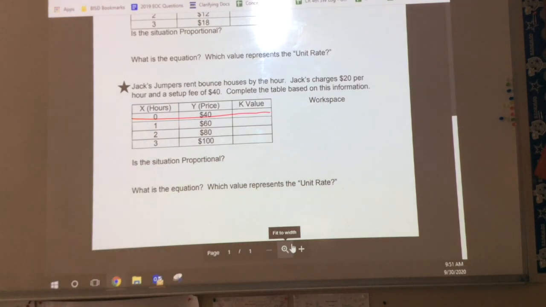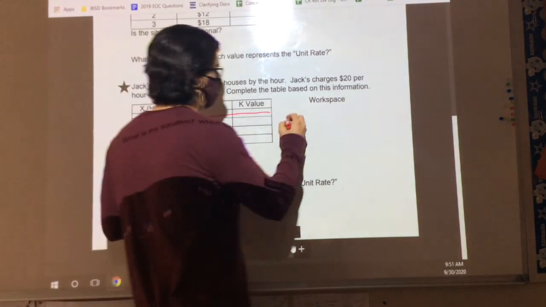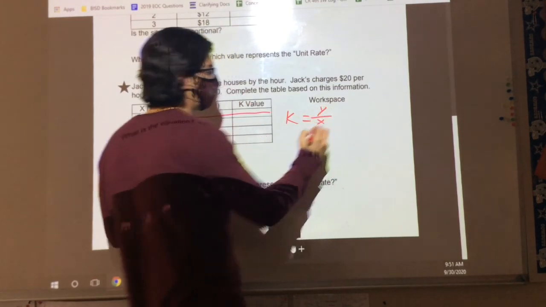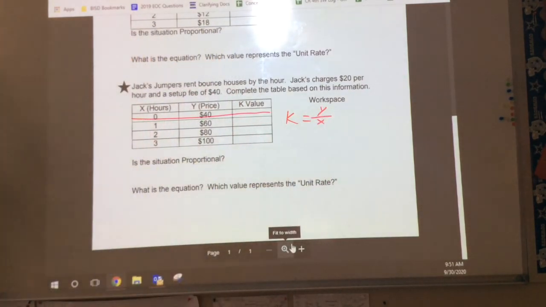Let me ask you this. Does anybody remember what the formula that we just talked about was? Reed: hours over money, or K equals... K equals y divided by x. K equals y divided by x. What does K stand for again? Constant, good. Y represents y from a graph, x represents x from a graph.